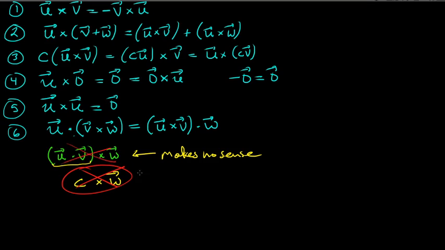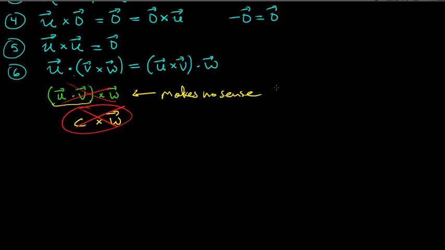So here we really do need the parentheses. We have to do the cross product first to get a vector, and then a vector dot a vector makes sense. And by the way, we didn't mention this, but it's the same thing. You can't take a number dot product with a vector. That also makes no sense. You can take the dot product of two vectors, but not the dot product with a number and a vector.